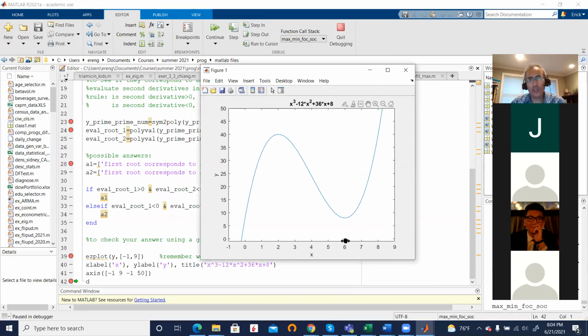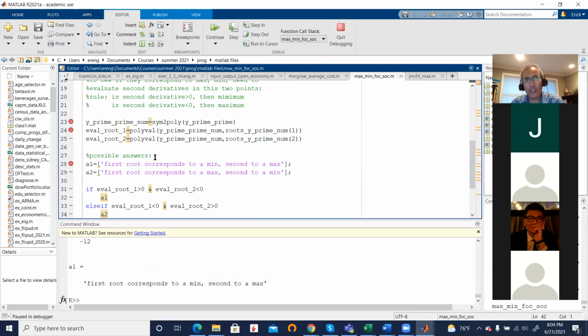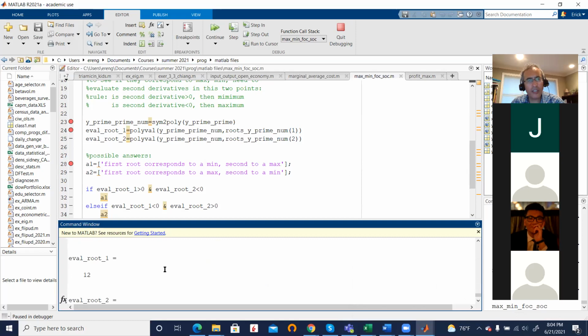Yes. So the first order condition gives me 6. So the slope is 0 at 6 and 2. And then we need to find which one is a maximum and which one is a minimum, right? That's why I evaluate my polynomial at these values, and when I evaluate, I get 12 for the first one.